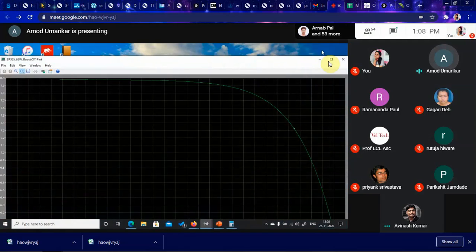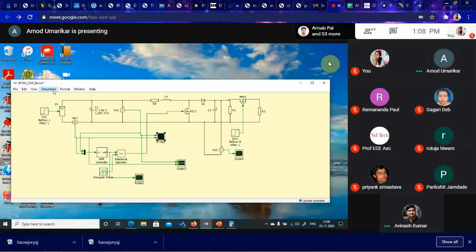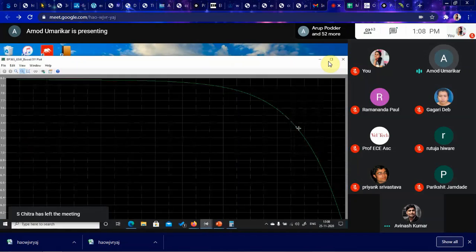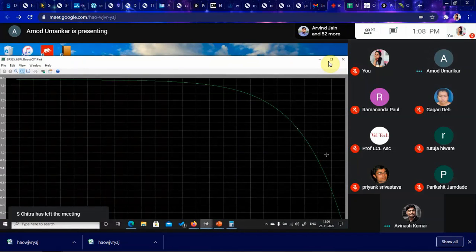Now I will show you the simulation again. It finishes very fast. Can you see the operating point moving around the curve? This is the point. I'll run the simulation again. Can you see this small point?